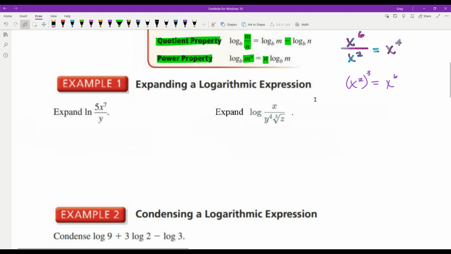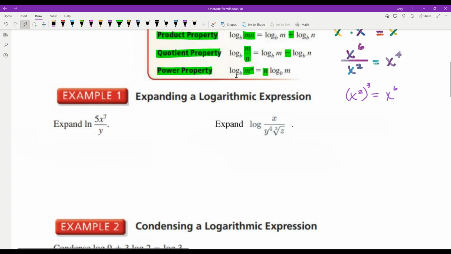So look at this. Example 1, expanding a logarithm. Take this and expand it as far as you can. That means you can't leave anything with an exponent or a radical. You can go through the many steps, and if you look in Delta Math, it will show you the many steps. But I'm going to tell you a very direct way to do it.